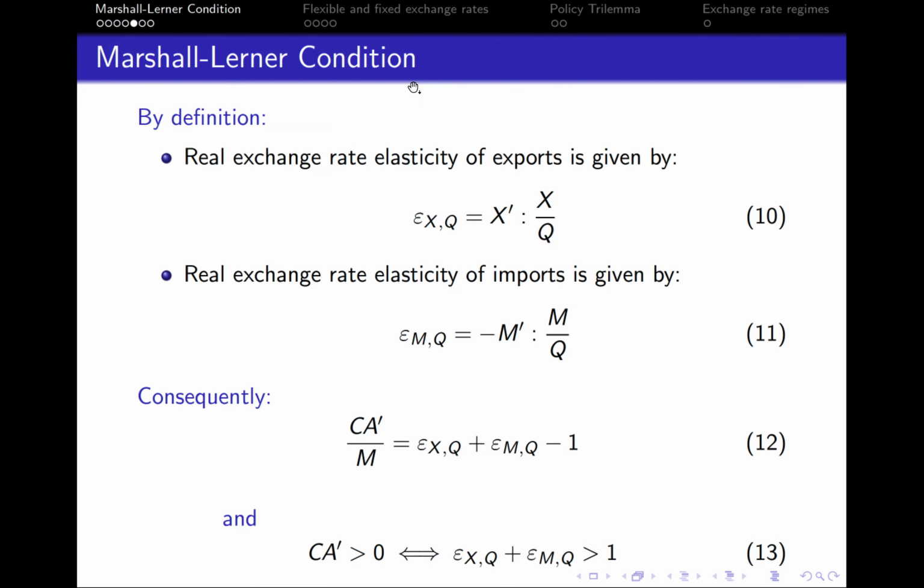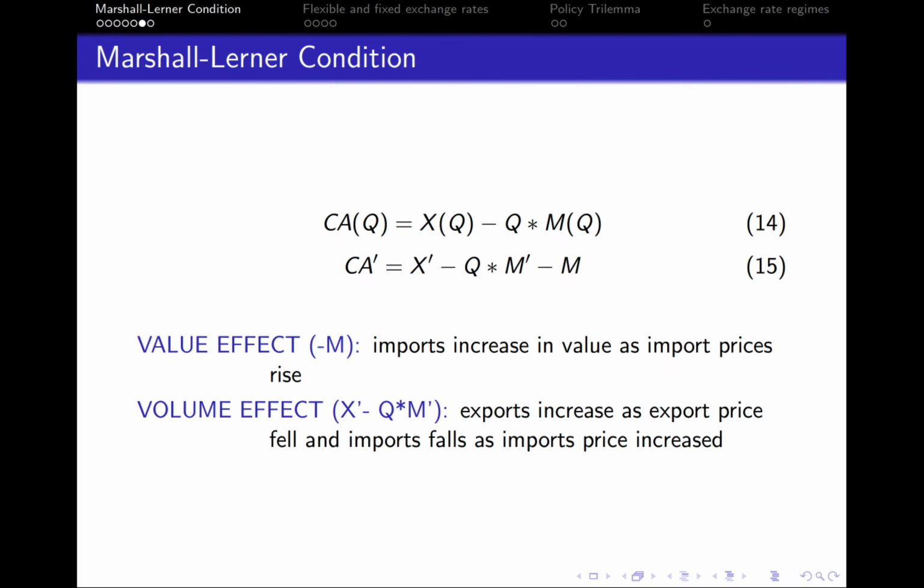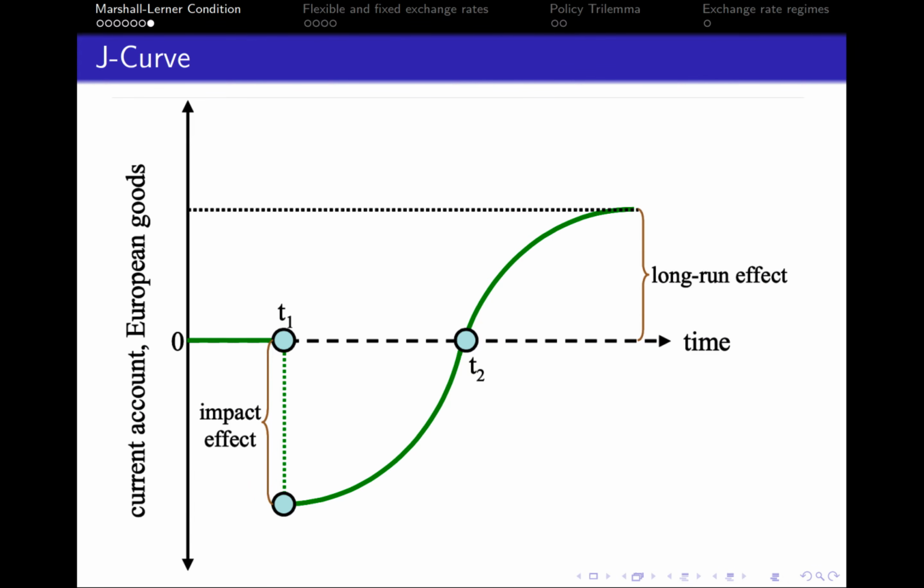As long as the Marshall-Lerner Condition is fulfilled, which, as I said, in reality is really easy to be fulfilled, we can safely assume that depreciation of our currency is going to improve our trade balance. Okay, so from this moment on, we will be assuming that the sum of those two elasticities is bigger than one, which we observe in practice.